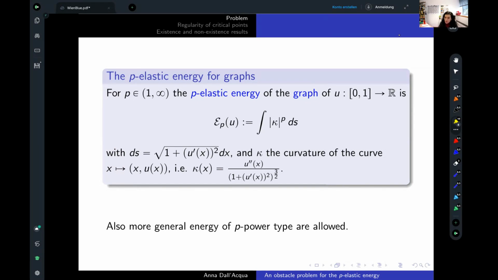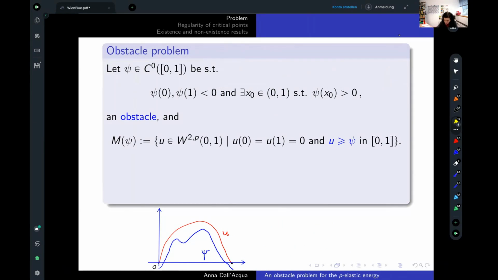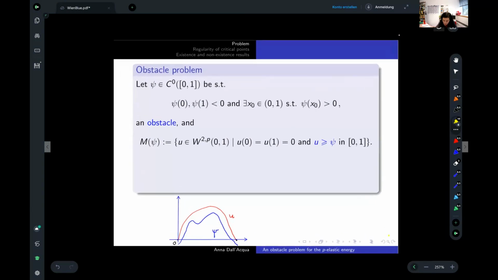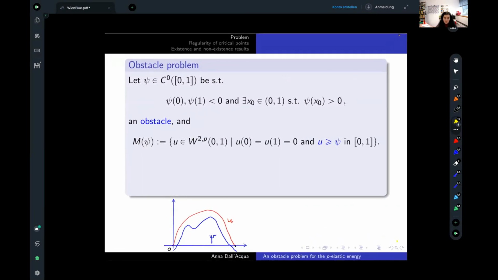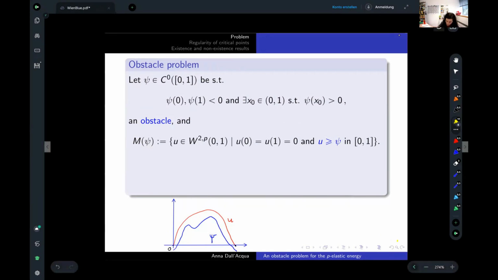So the problem we want to study is an obstacle problem. So we consider a function psi, that we want to think of as an obstacle, defined in the interval 0, 1, a continuous function. And we assume that at 0 and at 1 it is strictly negative, but at some point in 0, 1 it is strictly positive, so that it really becomes positive somewhere.